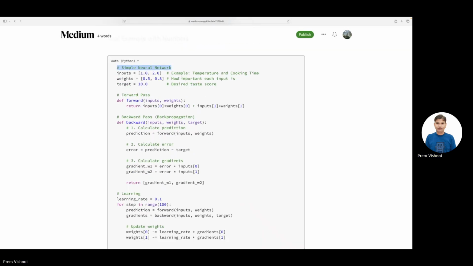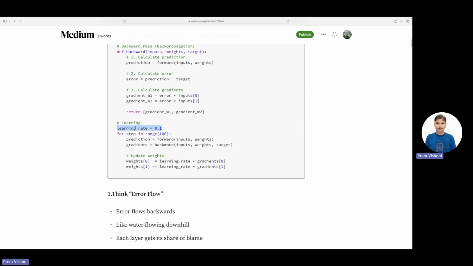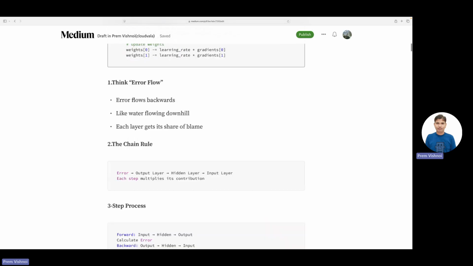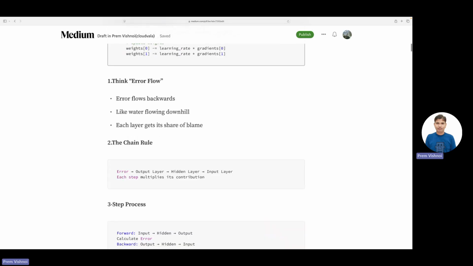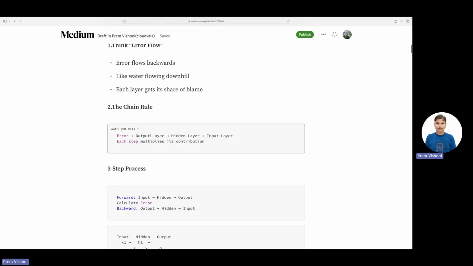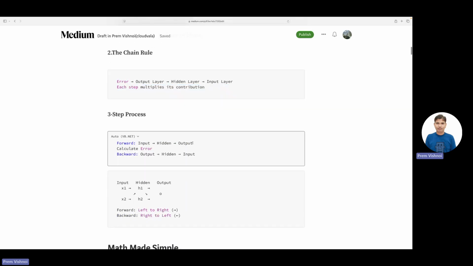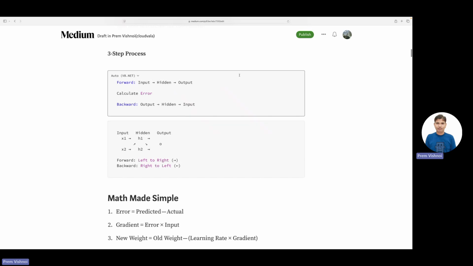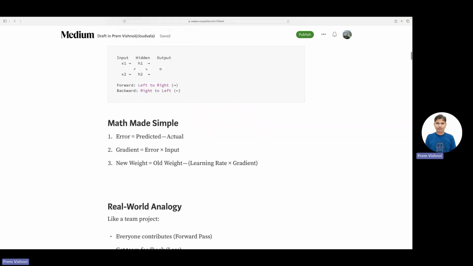I have put here forward propagation, backward propagation, forward, backward, everything. Think of error flowing backward, like water flowing downhill. Each layer gets its share of the blame: the output layer, hidden layers, and input. Each step is multiplied by its contribution. Third step, forward: input, hidden, and calculate the error. Then again we calculate the error. This is how the input layer, output layers, and so on work. Error is predicted minus actual, gradients, errors, input.